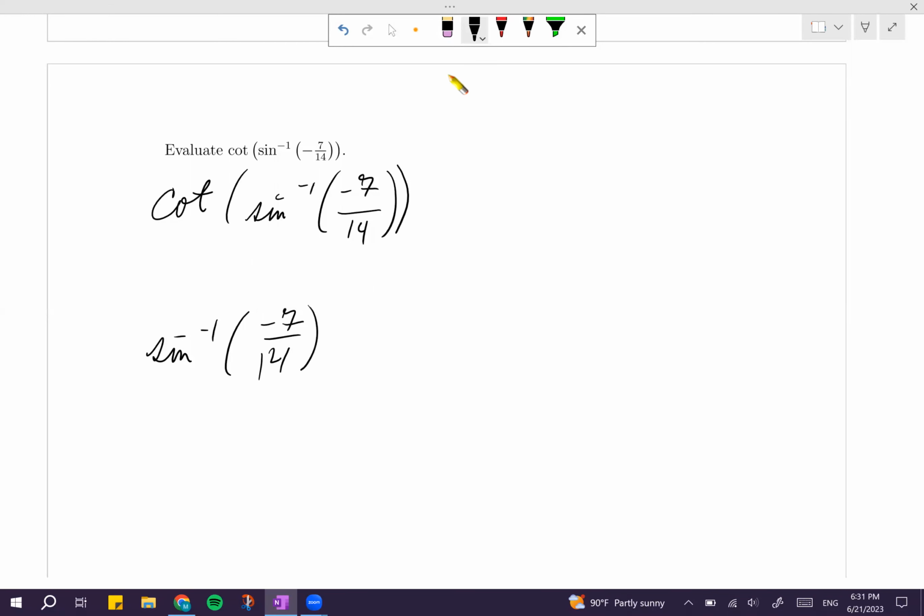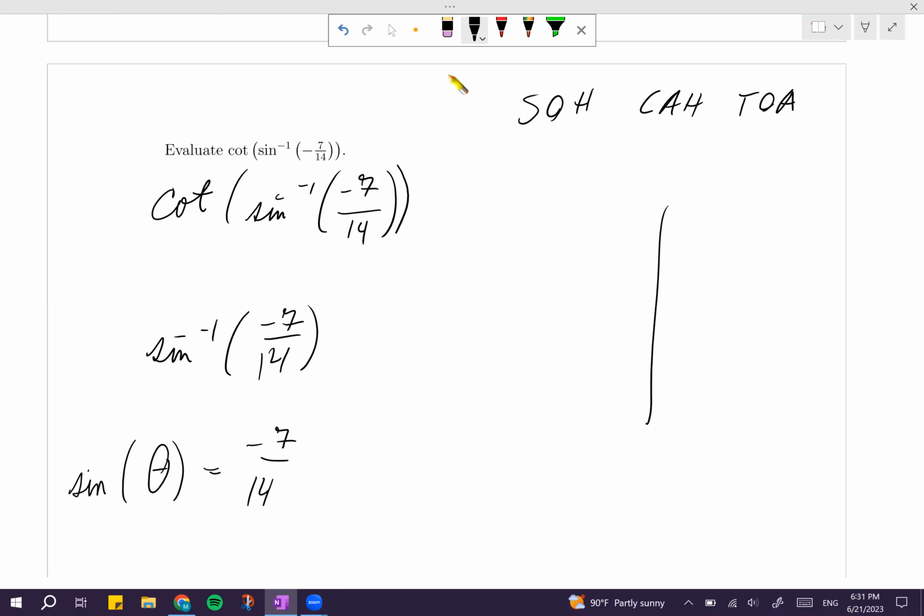-7/14 means I'm looking for a theta that whenever I did sine to it, I got -7/14. All right. For this problem, I don't actually have to know what the theta is. I'm more worried about the triangle that this makes. I know from SOHCAHTOA that sine is opposite over hypotenuse. So I know that my triangle that I'm going to make has opposite sine that's negative.